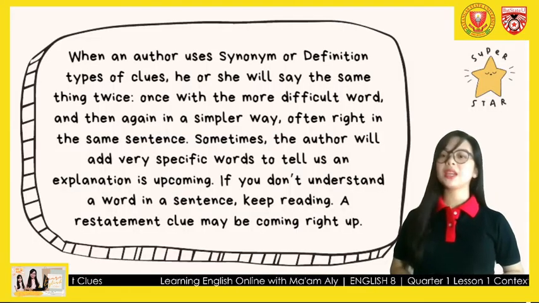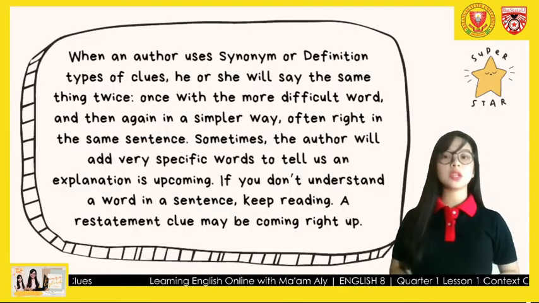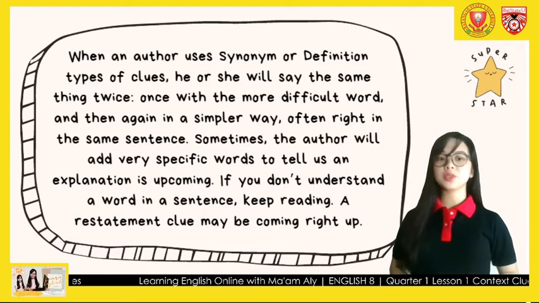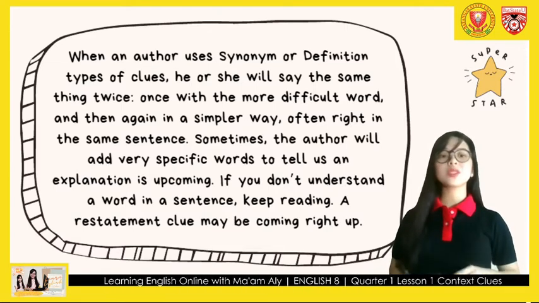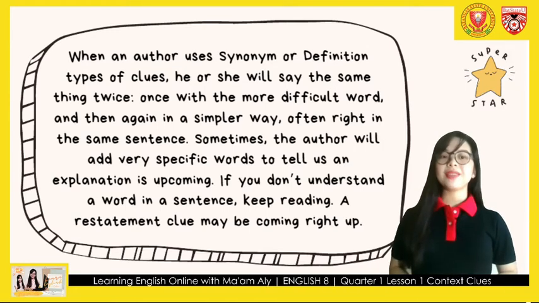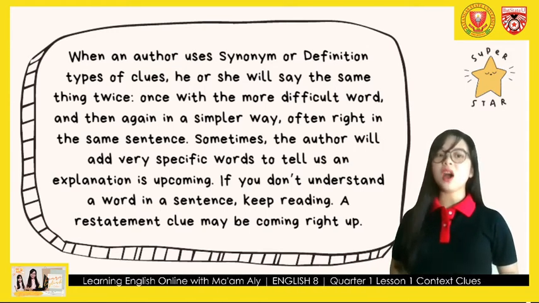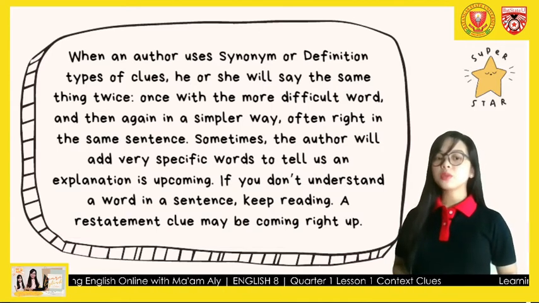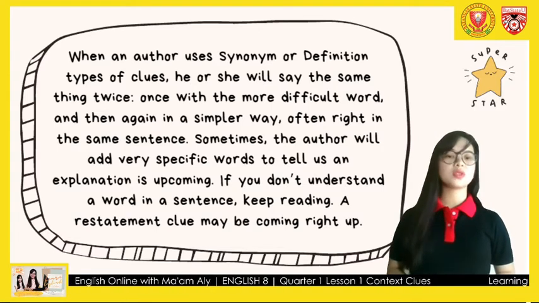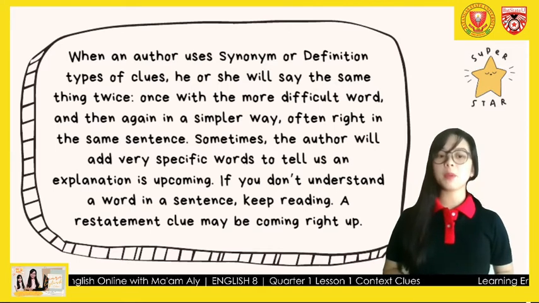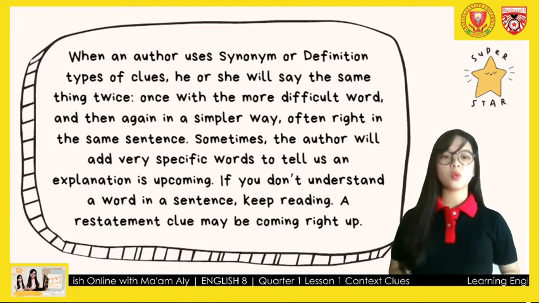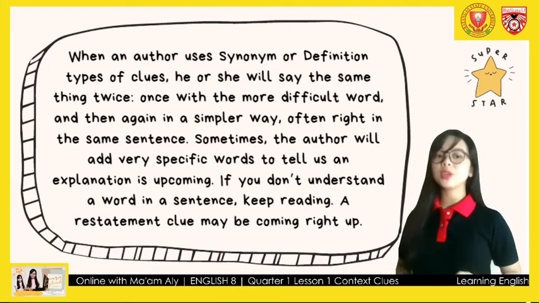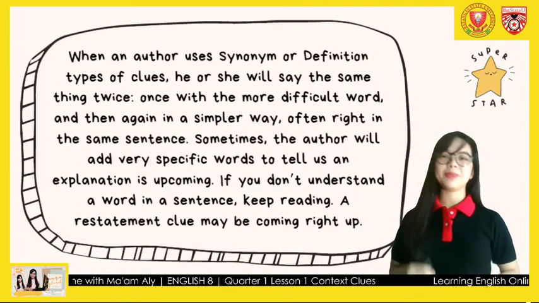Here's a note. When an author uses synonym or definition type of clues, he or she will say the same thing twice, once with a more difficult one, and then again in a simpler way, often right in the same sentence. Sometimes, the author will add very specific words to tell us an explanation is upcoming. If you don't understand a word in a sentence, keep reading. A restatement clue may be coming right up.